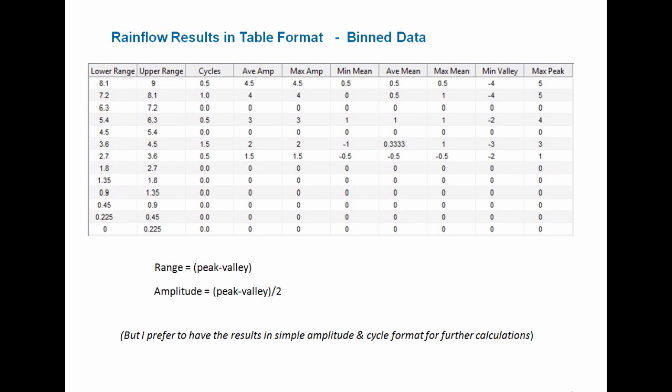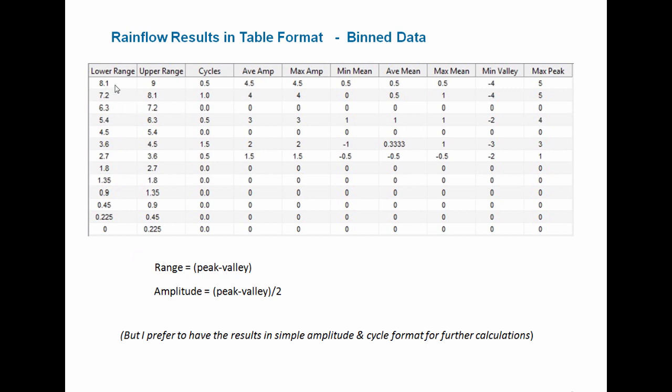So this is a typical NASA type format. And let me just mention here that when we're talking about range, it is the peak minus valley. And amplitude is, in parentheses, peak minus valley, then divided by 2. You always want to be a little careful and double check, if you're looking at a paper or somebody's data, just to make sure everyone has the same conventions.